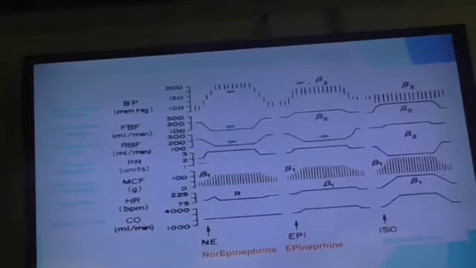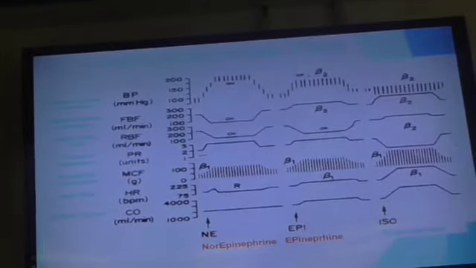Okay, this is the graph that I wanted to get to. I'm not even sure what time it is. 5 minutes. 5 minutes, thank you so much. Okay, good to introduce this.